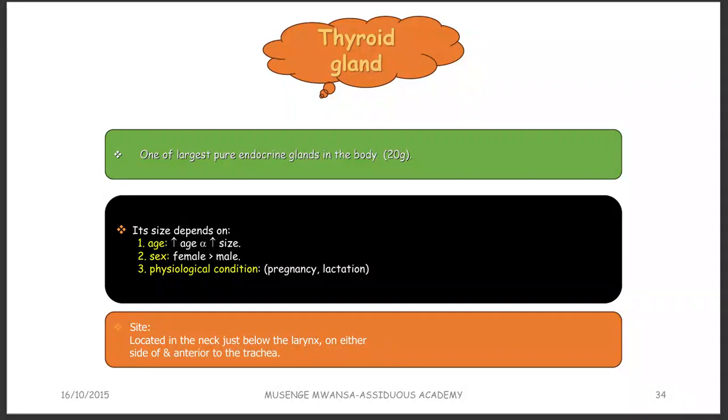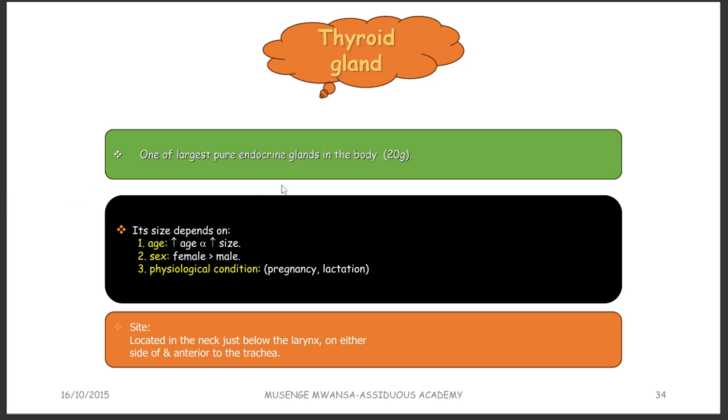As we said, it is released by the thyroid gland. The thyroid gland is one of the largest pure endocrine glands. It is about 20 grams in weight. Its size will depend on the age. It will increase with age. As you increase in age, the thyroid gland also increases. Females have a larger thyroid gland than males. And then the size will also depend on physiological conditions like pregnant women and those who are breastfeeding. It will tend to be much bigger because they are spending more of the energy.